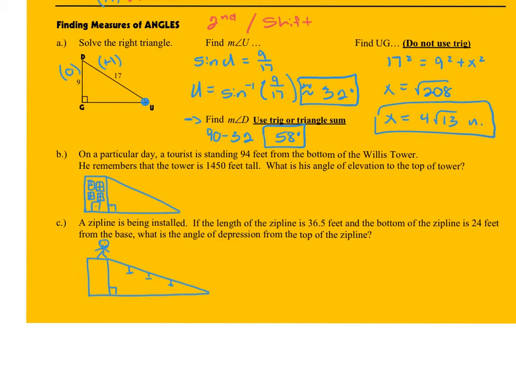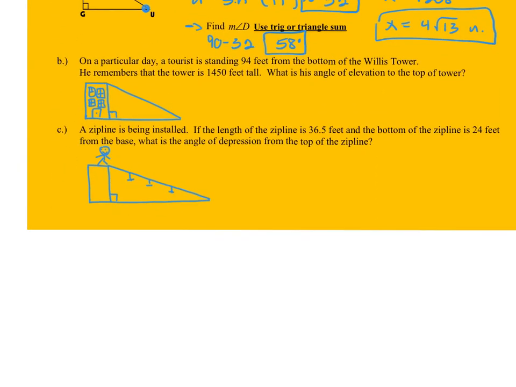All right, let's look at two quick little word problems. On a particular day, we have a tourist. You'll notice I've kind of again set this up. They are standing 94 feet from the bottom of Willis Tower. That's the Sears Tower in Chicago. So we've got 94 here because our person's way out here. And he remembers that the tower is 1,450 feet tall. He's like, oh, I think it's around 1,450 feet.